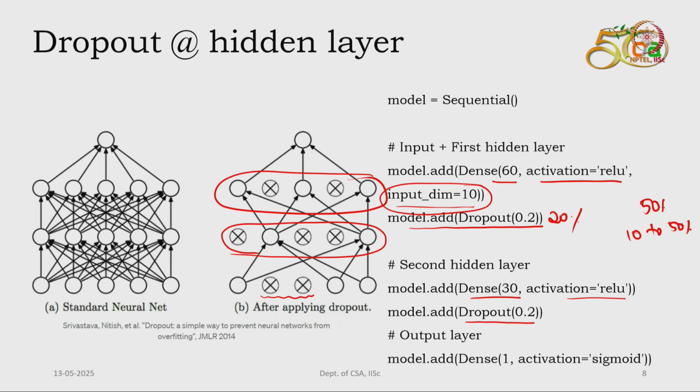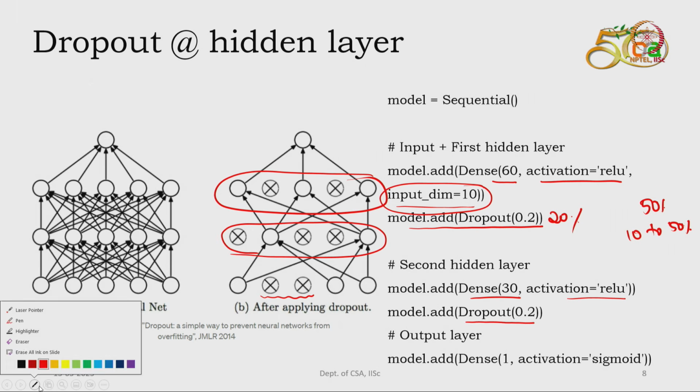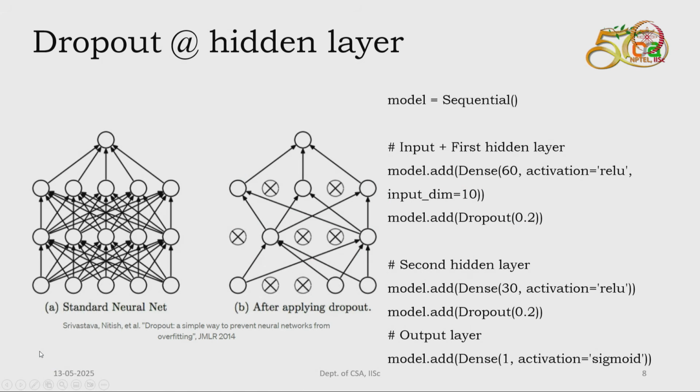So, a quick summary of what we have discussed so far. If you are solving a binary classification problem, the number of neurons that you are going to place at the output layer is 1, and the activation function that you are going to use is a sigmoid activation function.